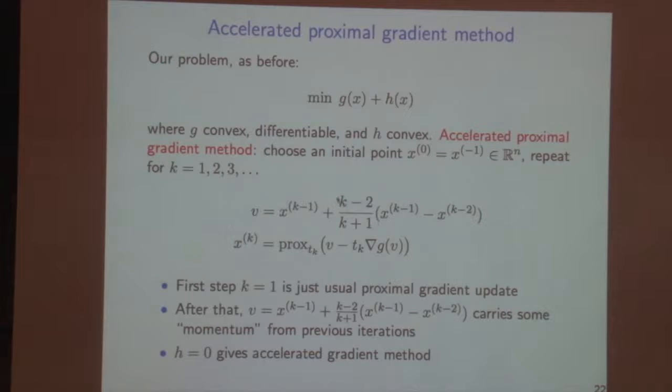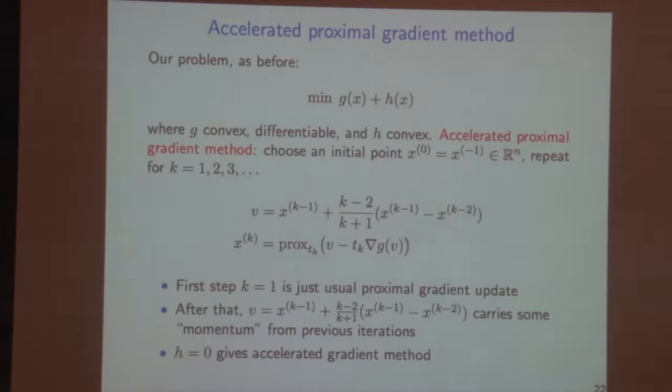This choice of constant turns out to be quite important for the convergence of the algorithm. It is taken as a fixed constant, (k-2)/(k+1), not something that you have to tune or should tune. Although there are other convergent strategies, this one is provably convergent. When k is 1, at the first step, we're just doing a proximal gradient update. After that, we're carrying momentum from previous iterations.